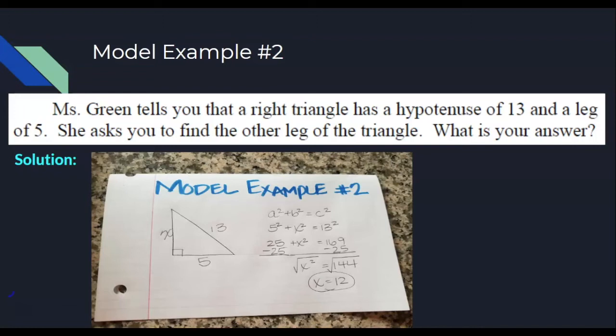After plugging in my numbers, I need to square them. 5 squared is 25, 13 squared is 169. Because I'm solving for x, I must get x on one side by itself. So I need to subtract 25 from both sides. Next, I get x squared equals 144. My last step is to find the square root of each side, so I get x equals 12.